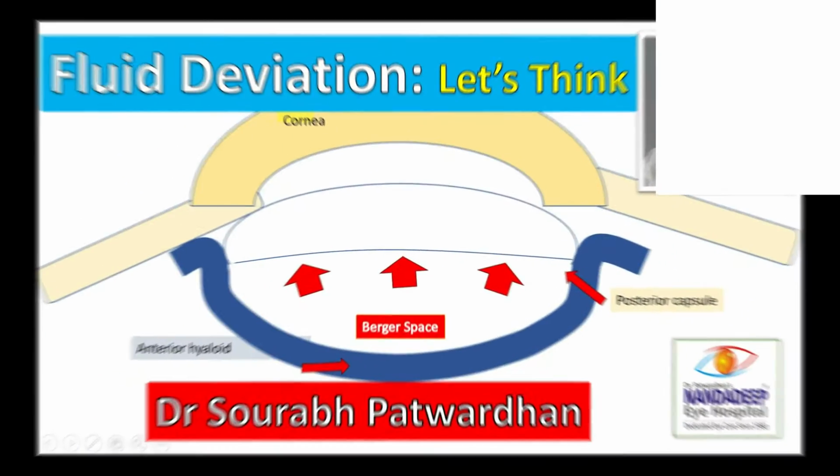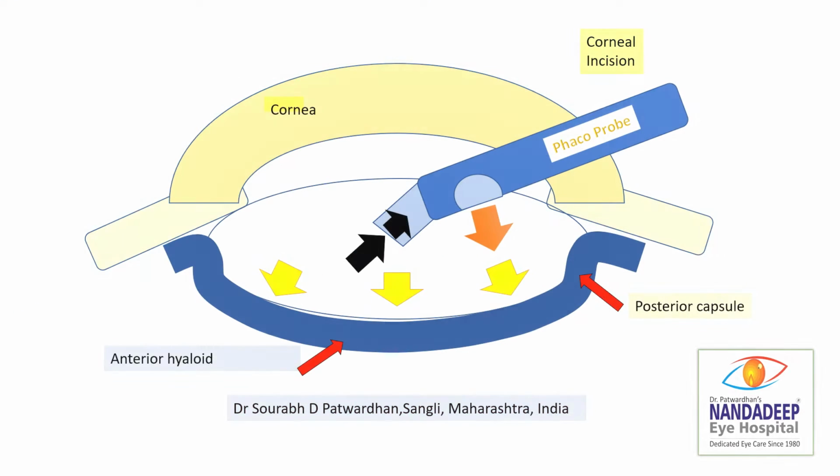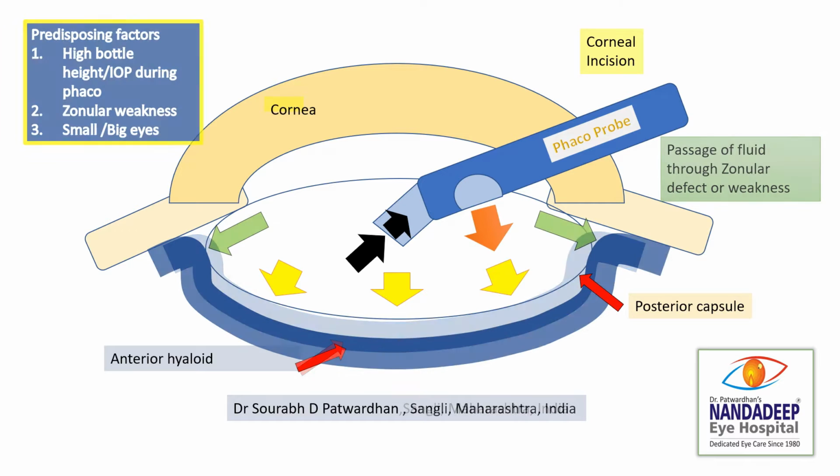In this video, we'll be discussing fluid deviation. Fluid deviation is not that rare as you think. When we are doing phaco and we are using higher intraocular pressure, the fluid is continuously going in the anterior chamber and through the weaker zonules, it may reach the Burgess space, which is between the anterior hyaloid and the posterior capsule.